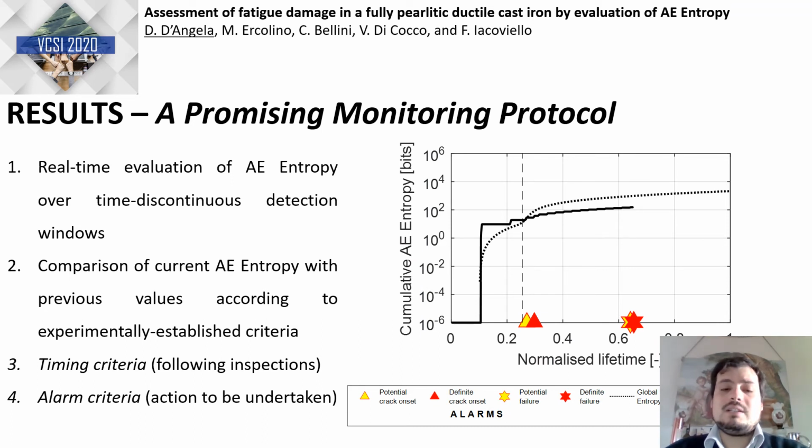How to establish these criteria? According to the experimental findings. For example, we could use the slope of the acoustic emission entropy as a damage index, as we saw before. So two types of criteria can be defined: timing and alarm criteria. The timing criteria could allow us to define the following inspection. When the following inspection is due, we can look at these timing criteria.